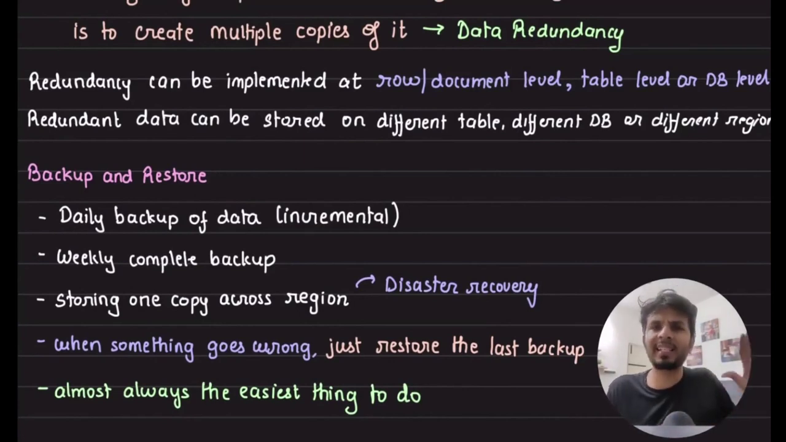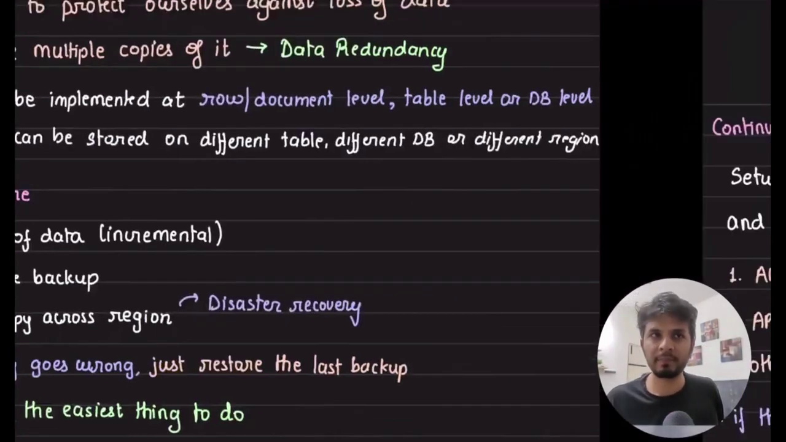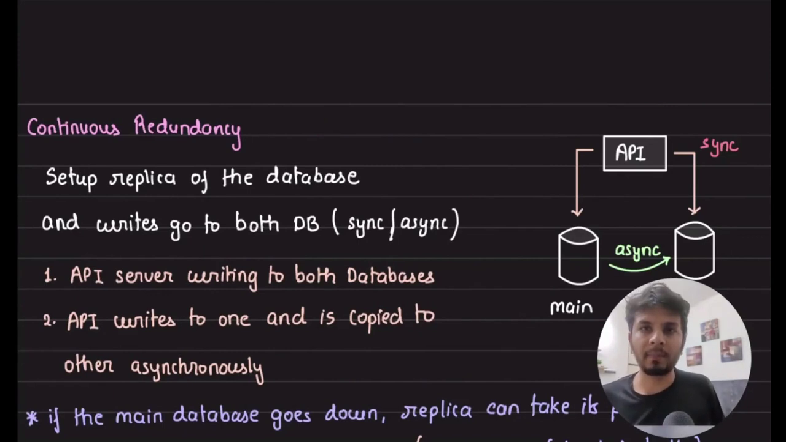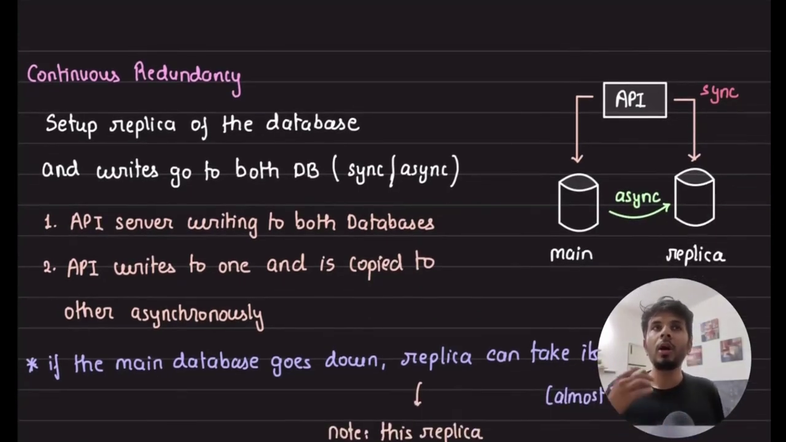It's one of the easiest ways to get things done, right? Now this was a one-time kind of backup, right? But there is another concept called continuous redundancy. So here what you do is you don't just do complete backups of the database or daily backups of the database. Here you are actively maintaining two copies of your data.